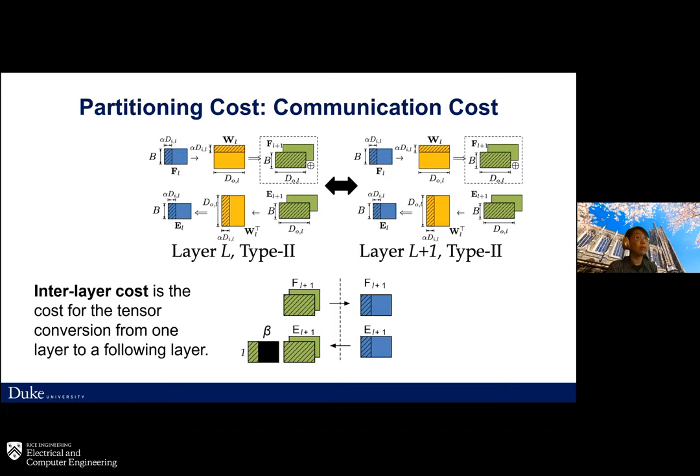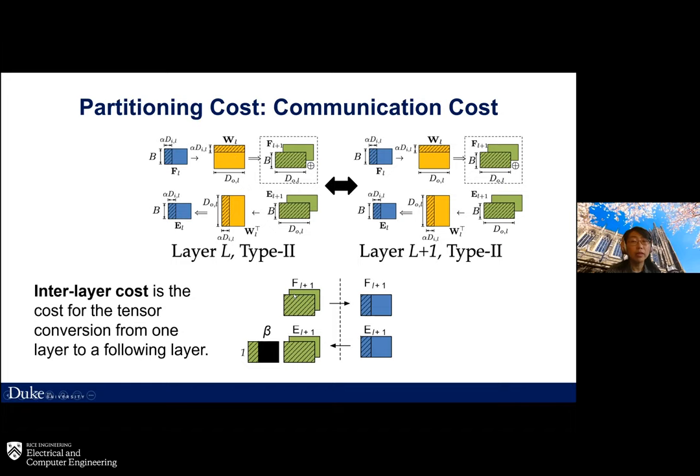What I indicate over here is layer L, and this is layer L plus one, okay? If they apply the same type of partition method, or different partition methods, we can analyze the inter-layer cost. For example, here they both apply type two. For layer L, the output feature map is distributed and can be obtained from multiple accelerators. And what is propagated to layer L plus one along the forward direction is only a portion of the entire input feature map of L plus one.